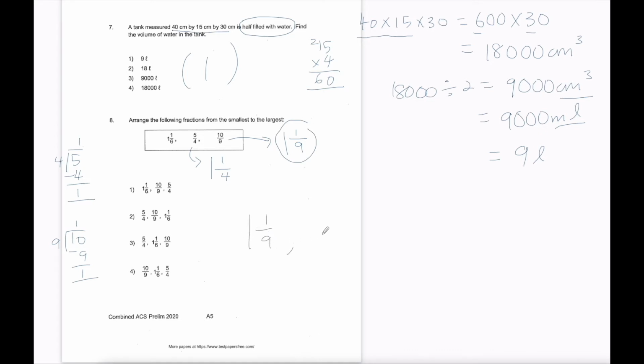Okay. Followed by 1 over 6, and lastly 1 over 4. So this will be my answer. Okay. Because it has to be the fraction that the question gave us. So the reason why this is smallest is because of this.